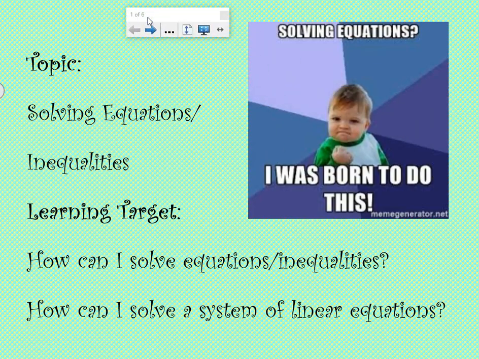Today our topic is solving equations and inequalities. So our learning targets are how can I solve equations and inequalities, and how can I solve a system of linear equations. Again, this is all review from our 8th grade MCA standards.